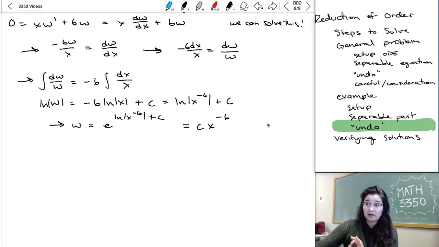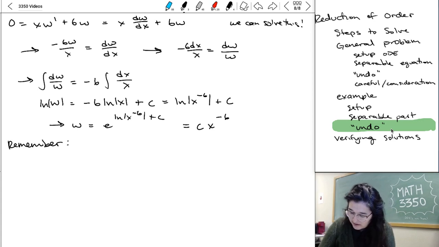Where we left off with this problem, we had just finished solving for w in our reduction of order problem. And now we're at the point where we need to undo the reduction step because the thing we want is y2. To get y2, we need u. And to get u, we need a w, which we now have.